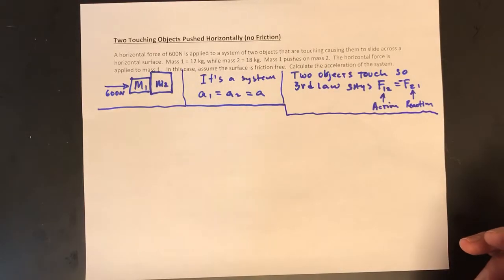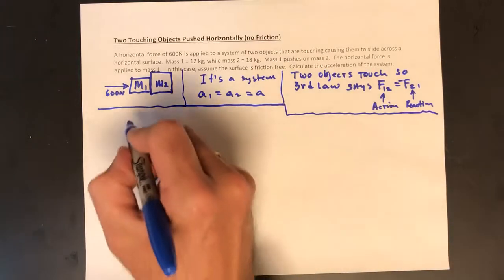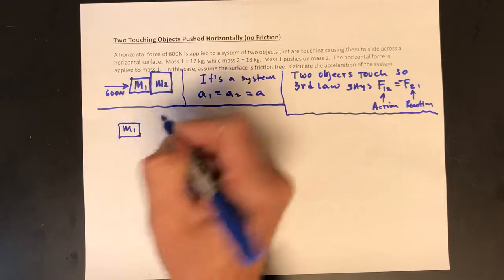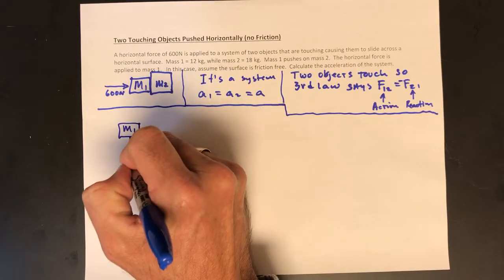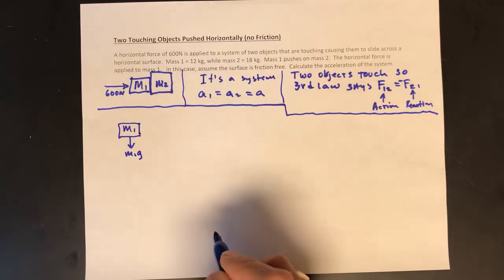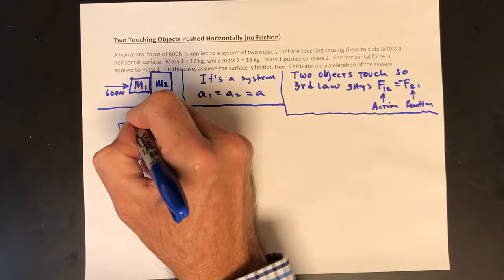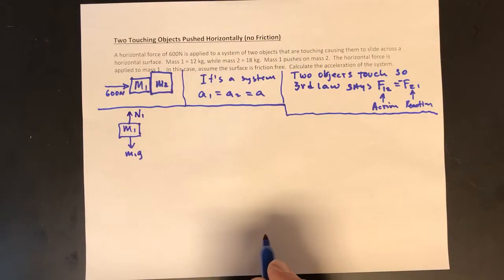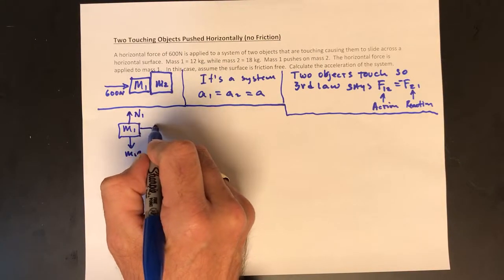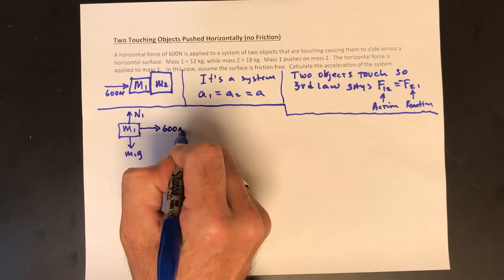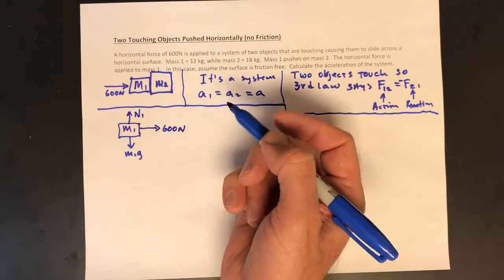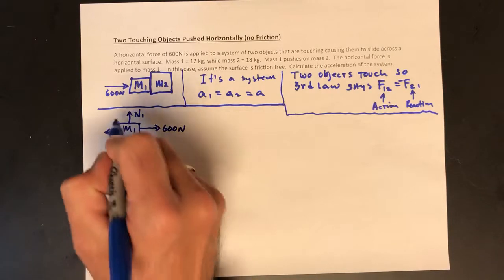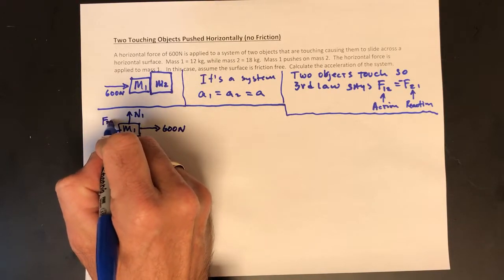Okay, so now let's look at each object individually. So we'll begin with drawing a free body diagram. We know that gravity is pulling down on mass 1, and the surface is pushing up with a normal force we'll call N1. We apply a 600 Newton force to object 1, and object 2 pushes back, and we'll call that F2 acting on 1.